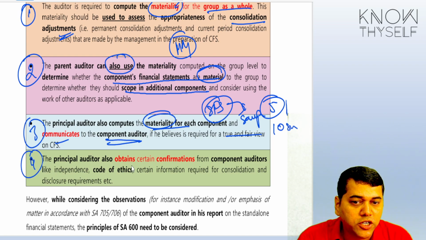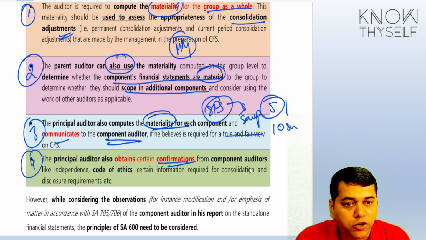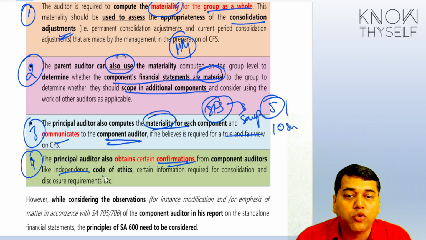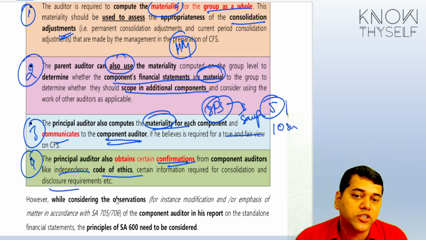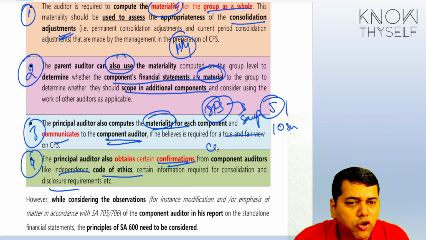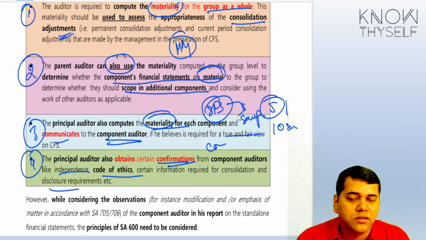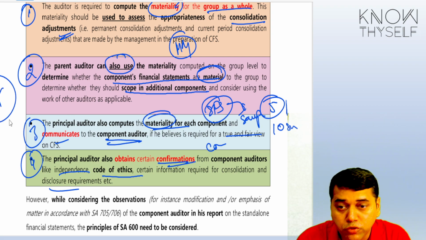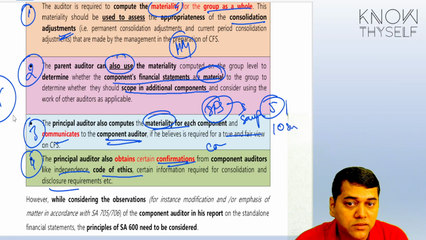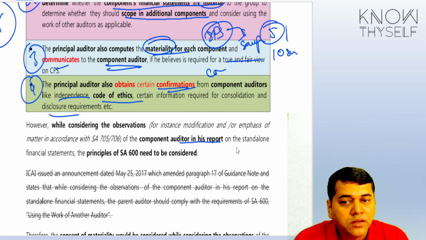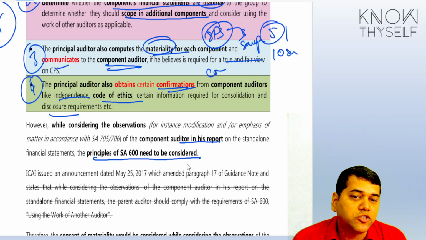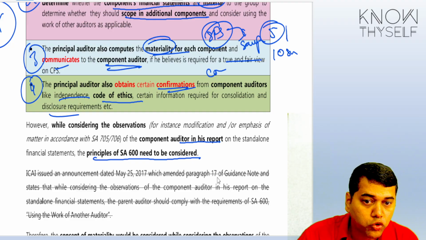Fourth, the principal auditor also obtains confirmation from the component auditors that they are independent and that the code of ethics has been complied with. Certain information required for consolidation and disclosure requirements I can also take, primarily more like a coordination. So materiality is another important question they can ask you on a standalone basis. However, while considering the observations, for instance modification or emphasis, etc., in the component auditor's report, the principles of SA 600 need to be considered. Whether it is material at a group level or not.